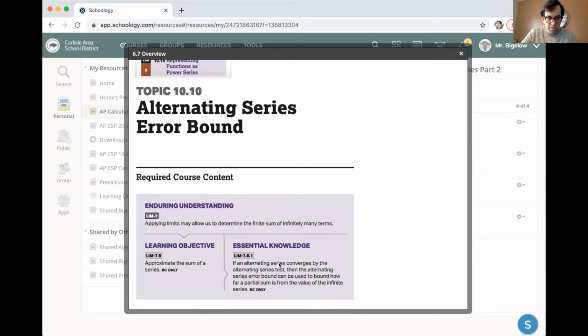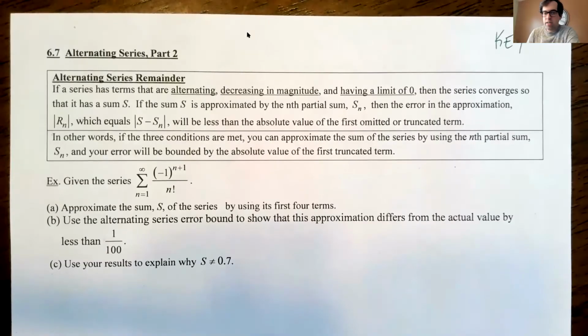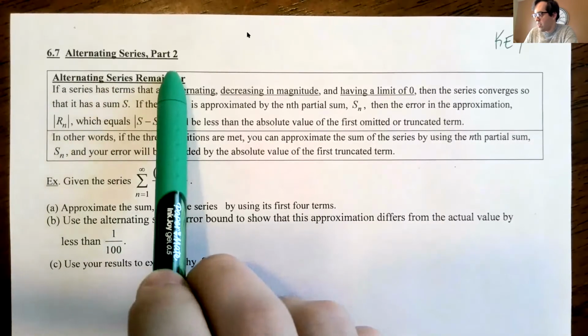The essential knowledge is, if an alternating series converges by the alternating series test, then the alternating series error bound can be used to bound how far a partial sum is from the value of the infinite series. And when we take a look at the notes, that will make sense. So let's head over in that direction. All right, so here we go. 6.7, alternating series part 2.